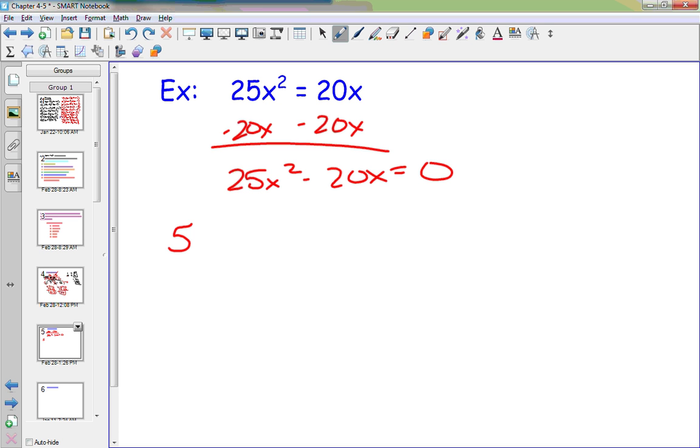And what's the smallest x that a term can give? X to the first, correct? So they can only take or give what it has. So if I pull out a 5x out of each one of these terms, what's 25x squared divided by 5x? 5x. And what's 20x divided by 5x? 4. So 5x times the quantity 5x minus 4 is equal to 0.